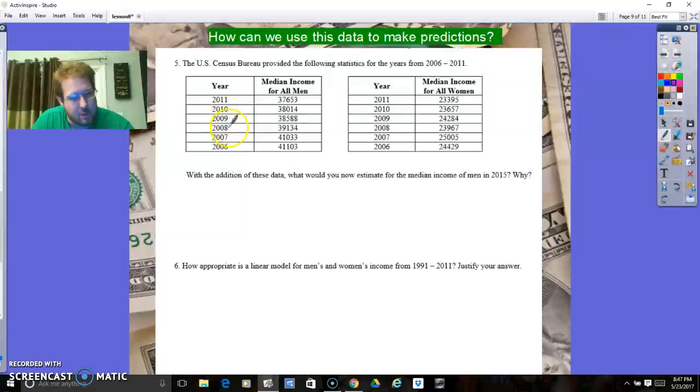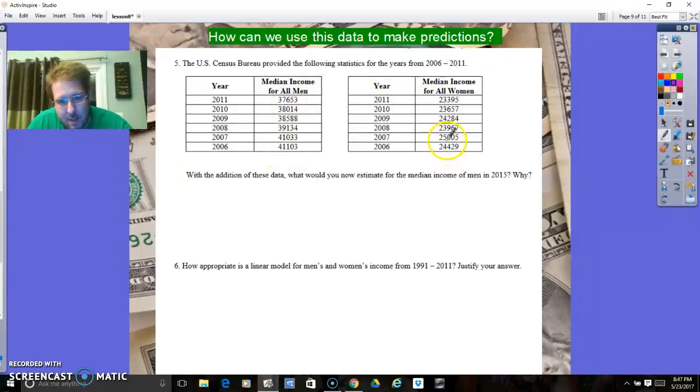With the addition of this data, so now we've got more data from 2006 to 2007, and we're asking how would you now estimate the median income for men in 2015. What you should notice is the men's average incomes are decreasing. Like I said before, we had a pretty big recession during that time. We had the bubble burst of the housing market. So it doesn't shock me too much that the average income in the United States for men was decreasing.